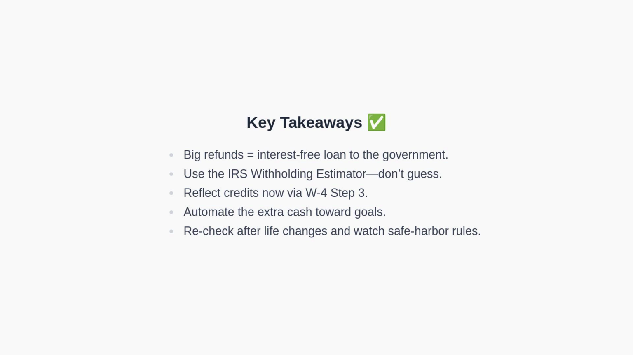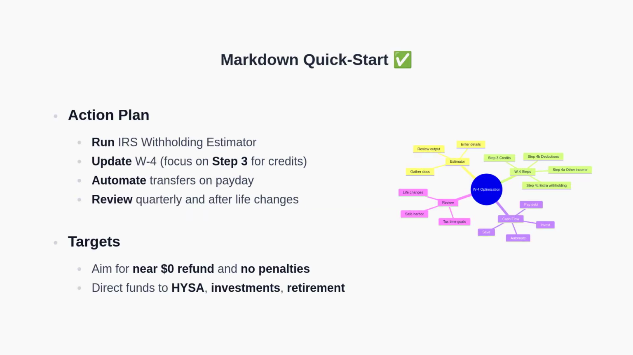Next, here's a quick markdown cheat sheet you can screenshot. This is a simple markdown cheat sheet. The action plan is to run the IRS withholding estimator, update your W-4 with emphasis on Step 3 for credits, automate transfers on payday, and review quarterly or after life changes. Targets include aiming for a near-zero refund while avoiding penalties and directing funds to a high-yield savings account, investments, and retirement. To wrap up, let's summarize and send you on your way with a clear next step.